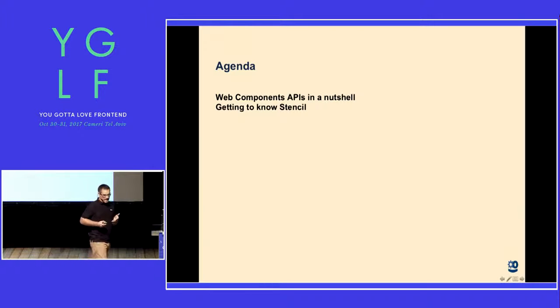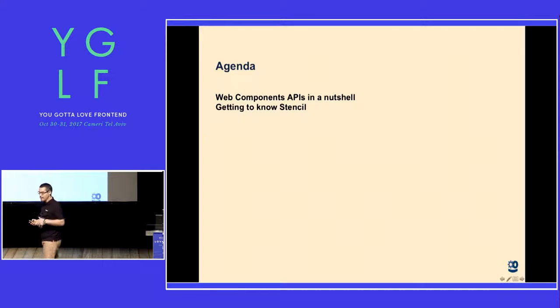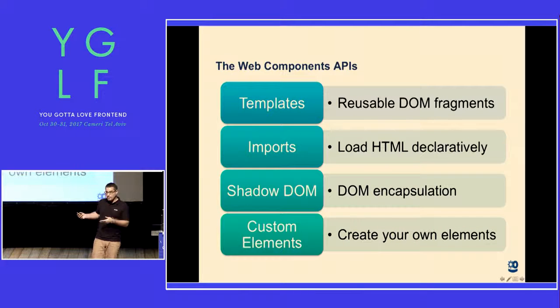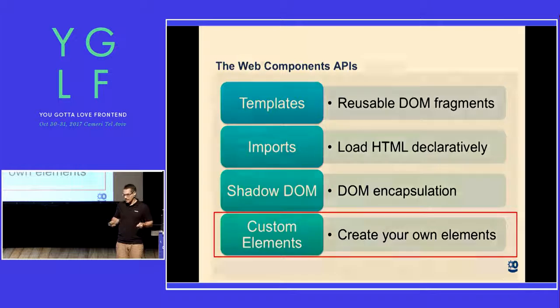So what we are going to do in the next 8 minutes. I'll start talking about Web Component APIs, and then I'll drill down into Stencil. What is Stencil? So we all know the Web Components API, okay? They are a natively supported standard to create your own JavaScript components. They're usable, composable, expressive, include semantics and everything. As you know, we have 4 different APIs: templates, imports, shadow DOM, and custom elements. And in this session, I'm going to talk about custom elements.